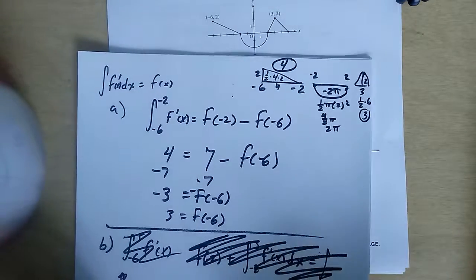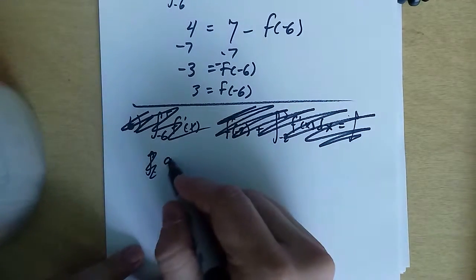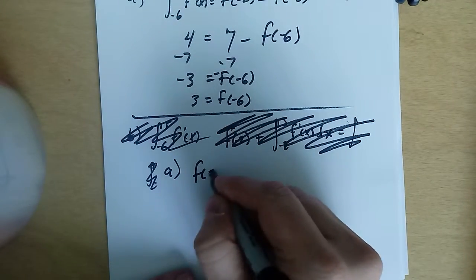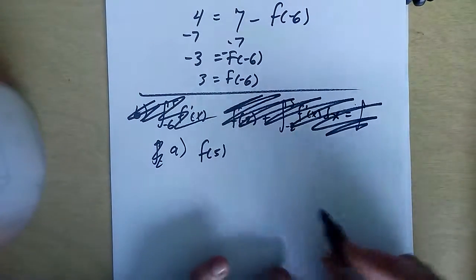Okay, I was way overthinking this. I'm still on part A. Why did I write part B? So, still on part A. If we want f of 5, well, I'm going to use information that I already know.